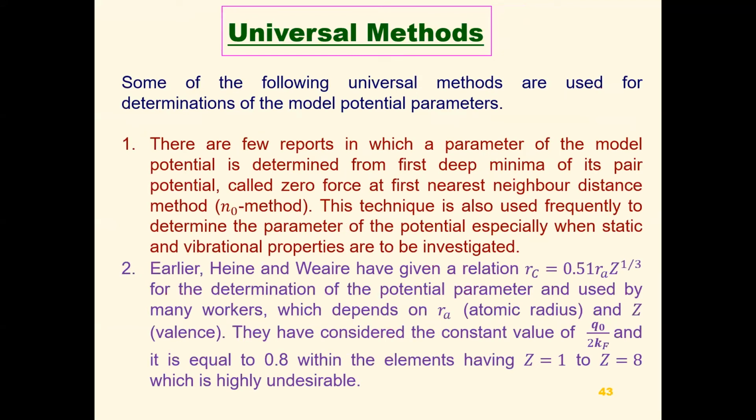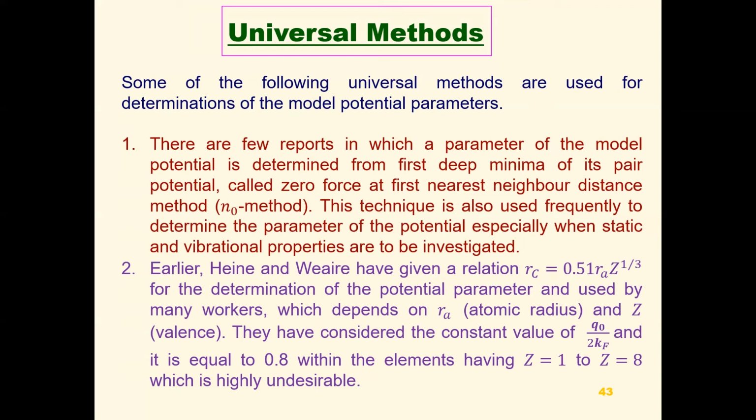Now the next one is the universal method. Generally people have the flexibility to use any of the metals. The universal method is given by various researchers for generating the pseudopotential parameters. In the first method, the model potential is determined from the first dip minima of the pair potential. It is called the zero force at the first nearest neighbor distance method, the N0 method.